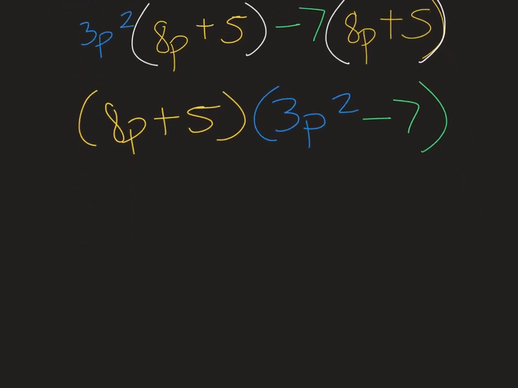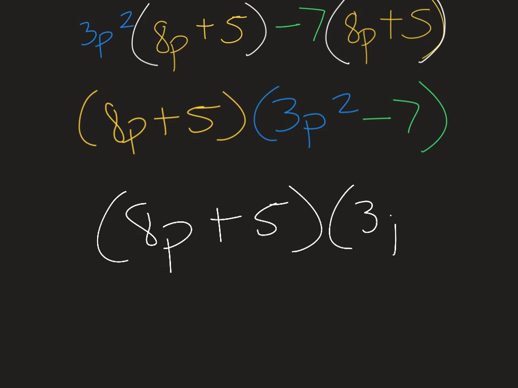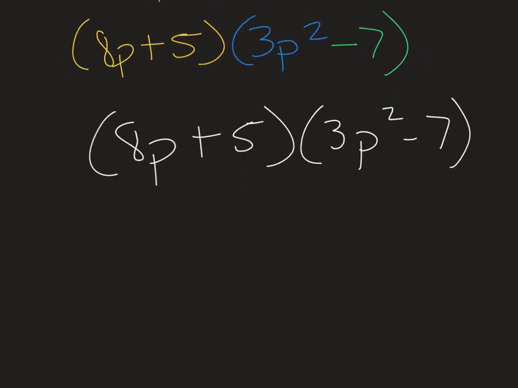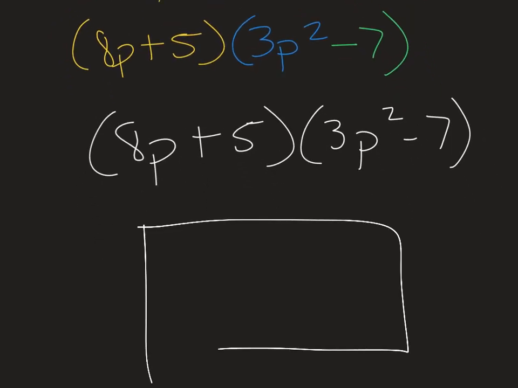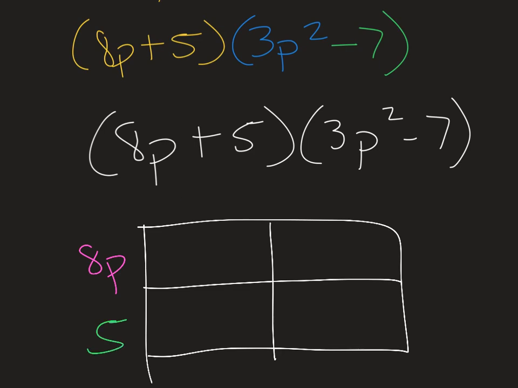So I'm just going to rewrite it without the color coding. 8p plus 5. And 3p to the second -7. And again, I'm going to go back and just check myself to make sure I did it correctly by multiplying those back together again and making sure I got the right thing. So 8p and 5 is going to be the length of my box. 3p to the second, -7 will be the right side of my box.